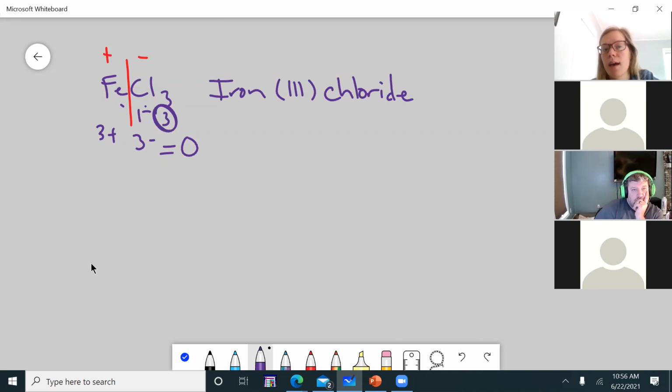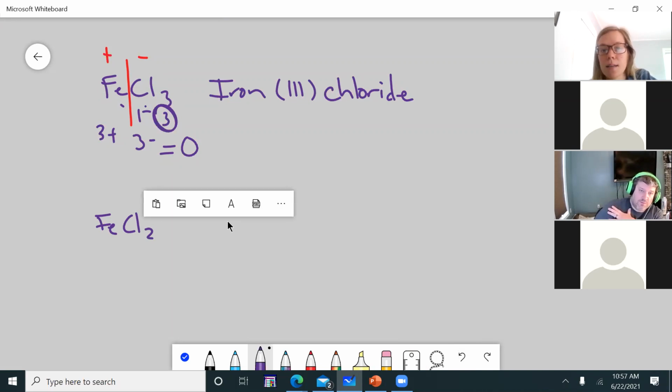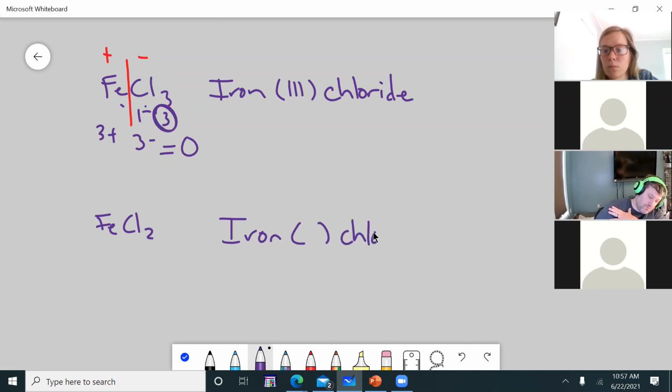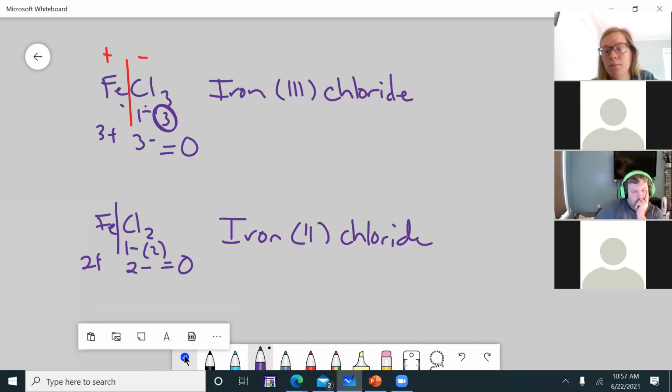You always will know what the charge is on the nonmetal, and you can inadvertently find the charge of the metal. What if instead of FeCl3, this was FeCl2? Okay, we'd go through the same process. This is also an iron chloride. Cut it in half. You know that it has to equal 0. Chlorine is a 1- charge, and there's 2 of them. So this is a 2- charge. So that means the iron has to be a 2+ charge. This is iron 2 chloride versus iron 3 chloride. They will have different properties.